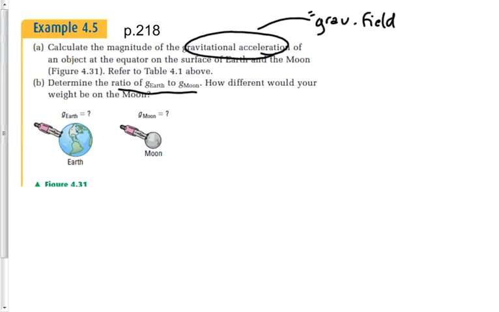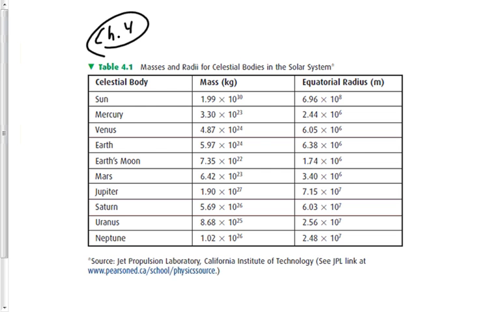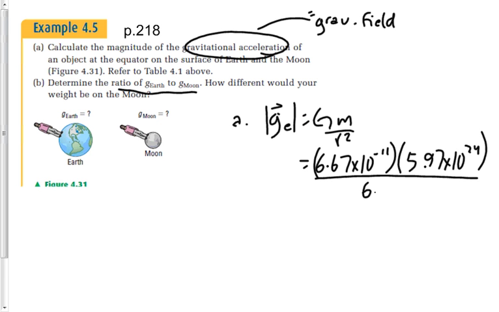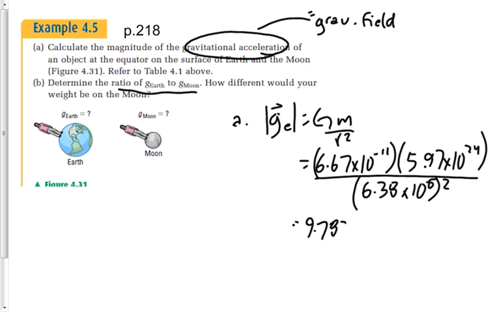So we want to find the field strength or the acceleration of an object at the equator on the surface of the Earth and the surface of the Moon. Let's say g_E equals GM over r squared. It means the mass of the Earth, which is 5.97 times 10 to the 24, divided by r, the equatorial radius of the Earth, which is 6.38 times 10 to the 6, squared. Doing that math, we get 9.7827. And the units for that would be newtons per kilogram.